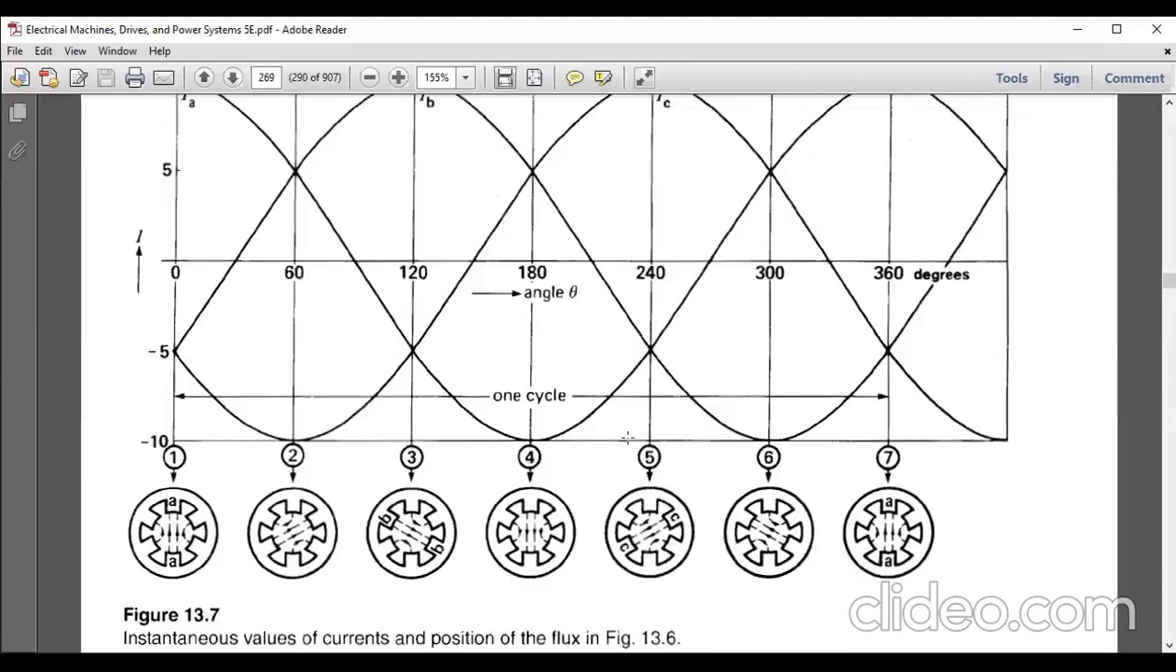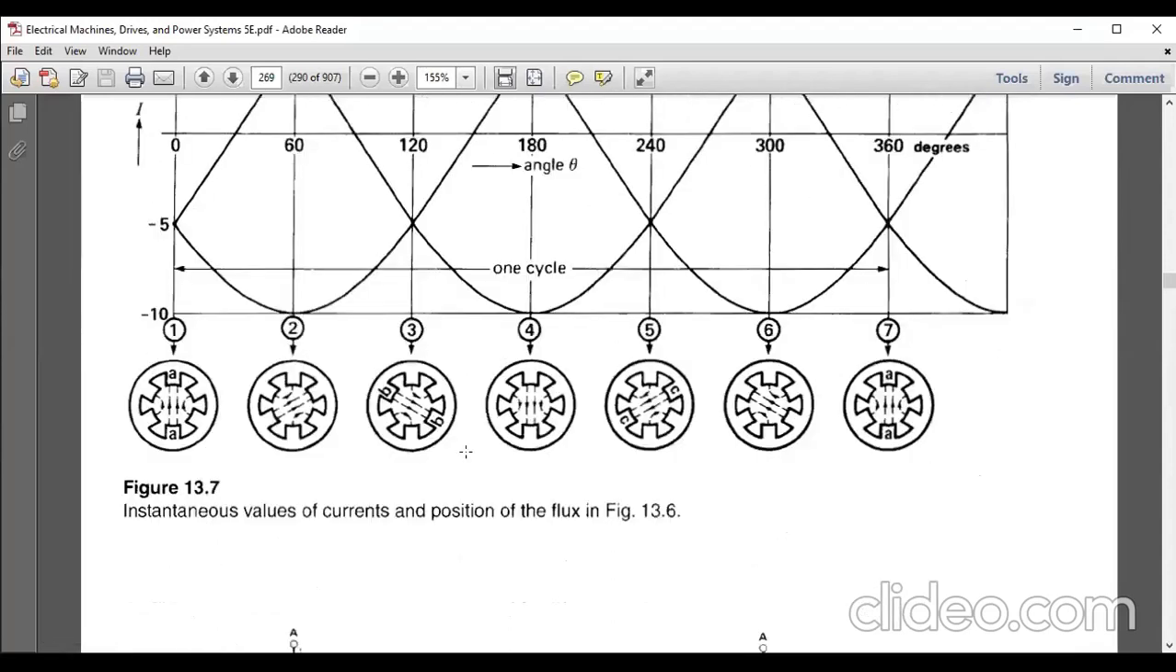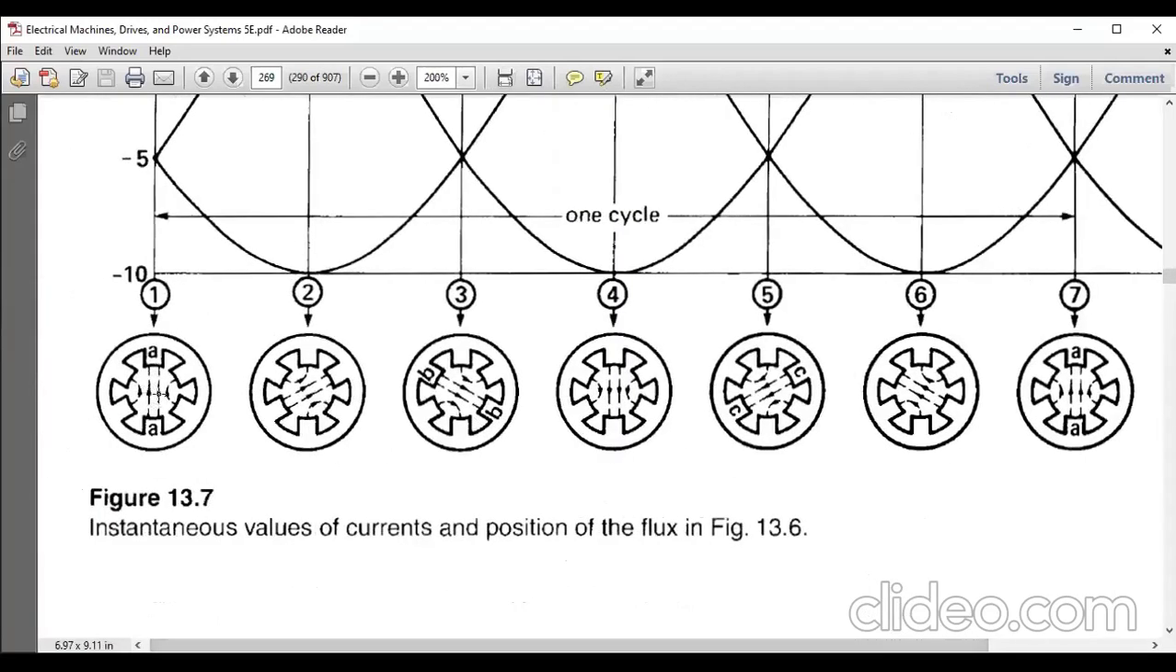Here you can see the stator magnetic field position, how it rotates for different angular positions. So for 0, 60, 120, 180, likewise. How the stator rotating magnetic field moves, you can see from the arrow indication. Here you can see the direction of the flux linking with the coil, from A to A. So it is rotating in the clockwise direction there.